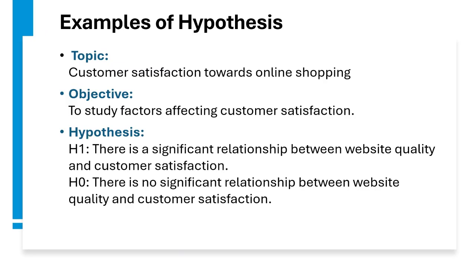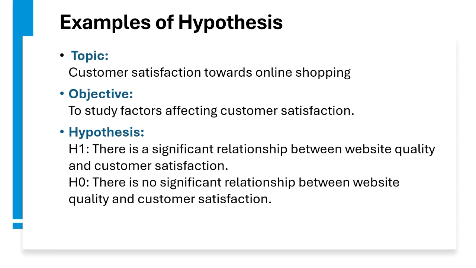So for better understanding, I am giving some examples. This is an example from marketing. Customer satisfaction towards online shopping. This is your topic. So your objective is to study factors affecting customer satisfaction. Now you have to frame the hypothesis. So alternative hypothesis, which indicates that there is a significant relationship. So our statement will be: there is a significant relationship between website quality and customer satisfaction.